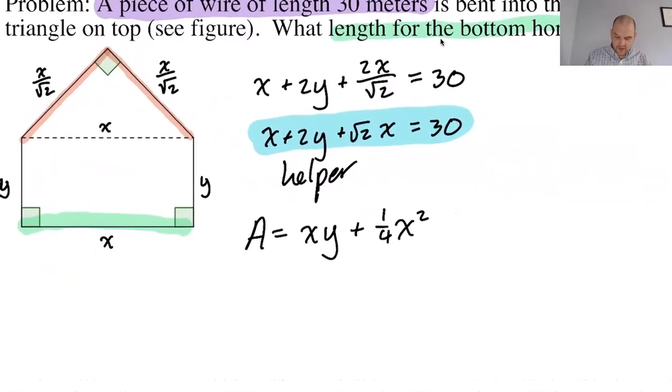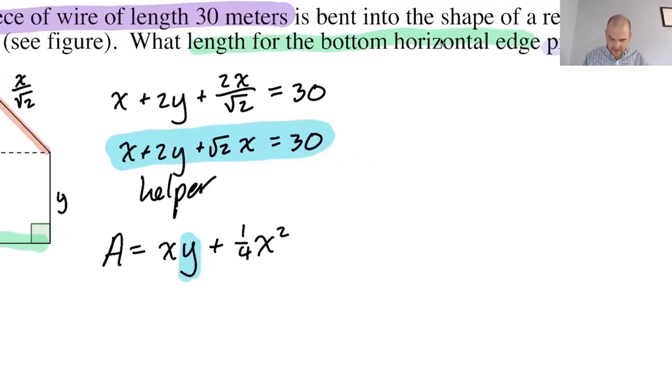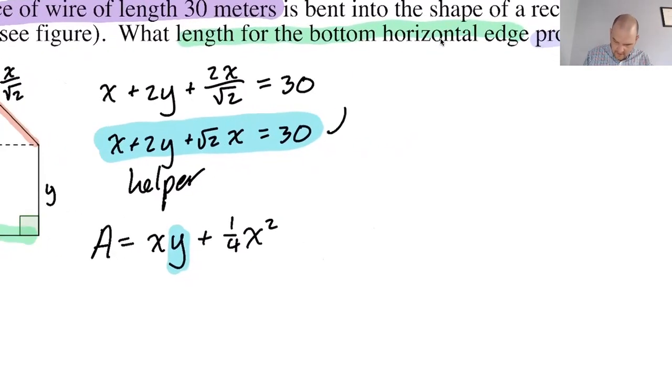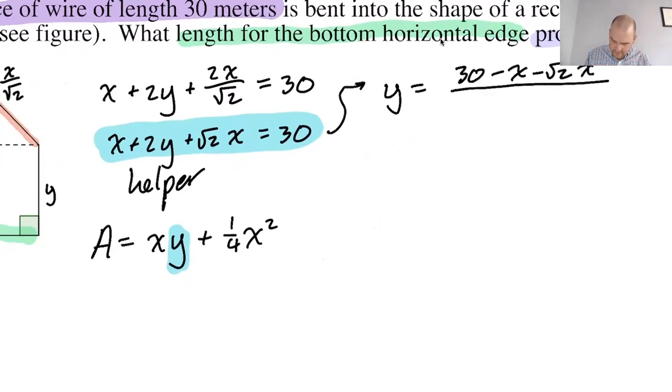Now you can see where the problem comes in. Well, it's not really a problem because we're going to solve it. But our area is a function of two variables, so let's get rid of one of them. Almost everyone gets rid of y when they're given the choice. So here we'll use our helper equation, and we'll say that y is equal to 30 minus x minus root 2x, all over 2.